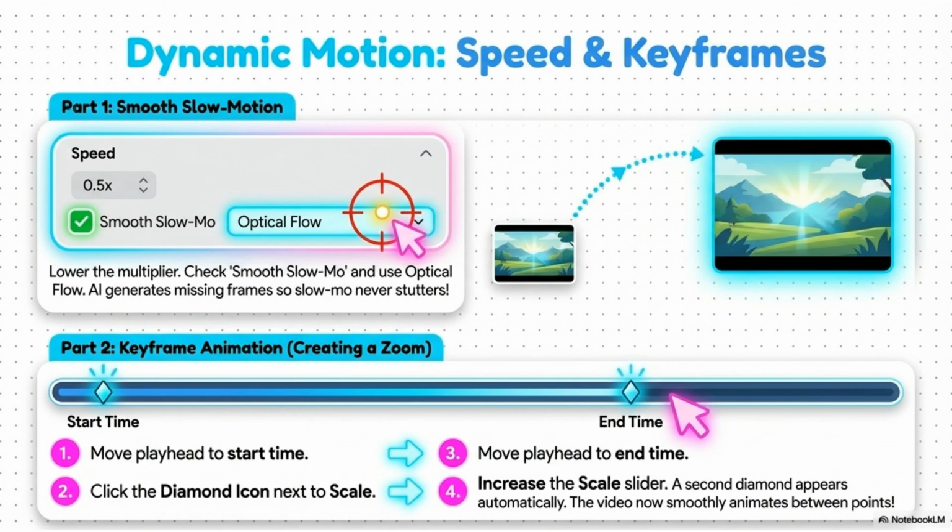Dynamic motion, speed, and keyframes. Create dynamic motion in 2 parts. First, for smooth slow motion, lower the speed multiplier, like 0.5x, check Smooth Slow-Mo, and use optical flow so AI generates missing frames to prevent stuttering. Second, for keyframe animation, like a zoom, move the playhead to the start time and click the diamond icon next to scale. Then, move the playhead to the end time and increase the scale slider. A second diamond appears, and the video animates smoothly between points.